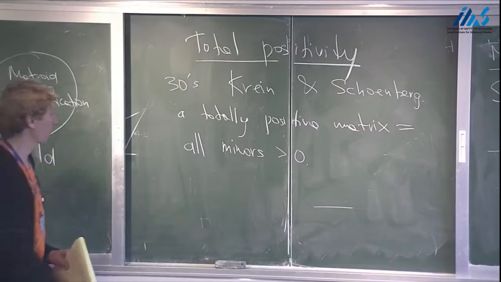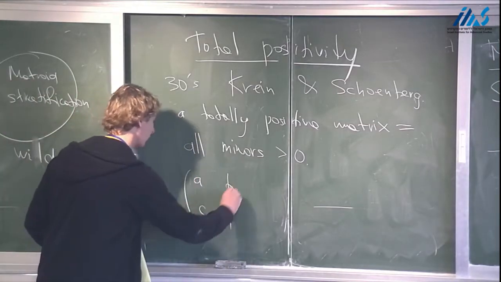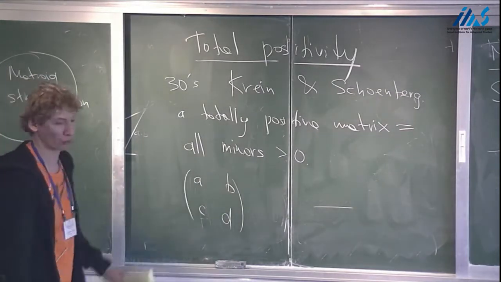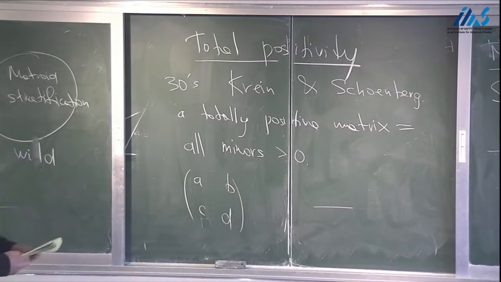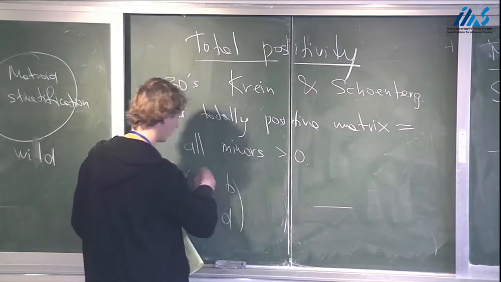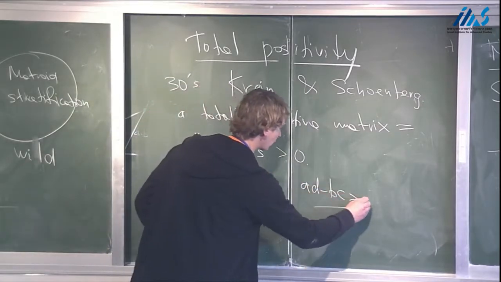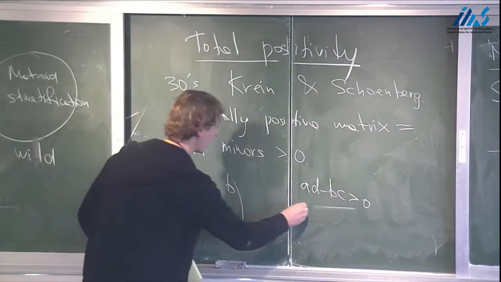So, for example, for 2 by 2 matrices like A, B, C, D, I think many of you, or surely all of you, know what a positive definite matrix is. Positive definite means that all principal minors are positive. So that means it's positive definite if the determinant AD minus BC is greater than 0, and also A and D are greater than 0.